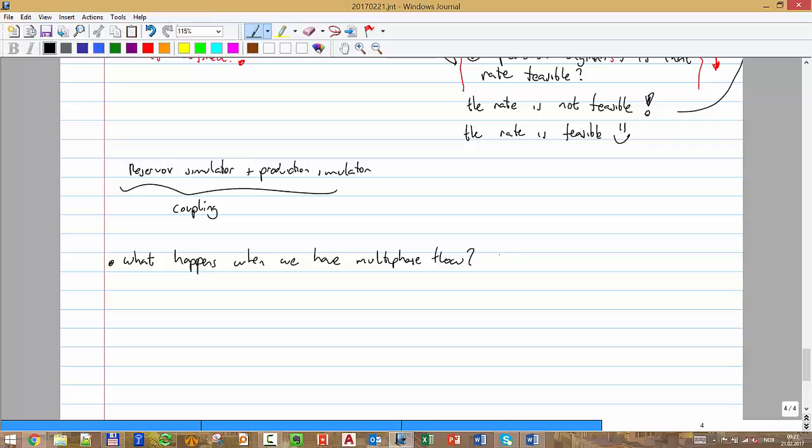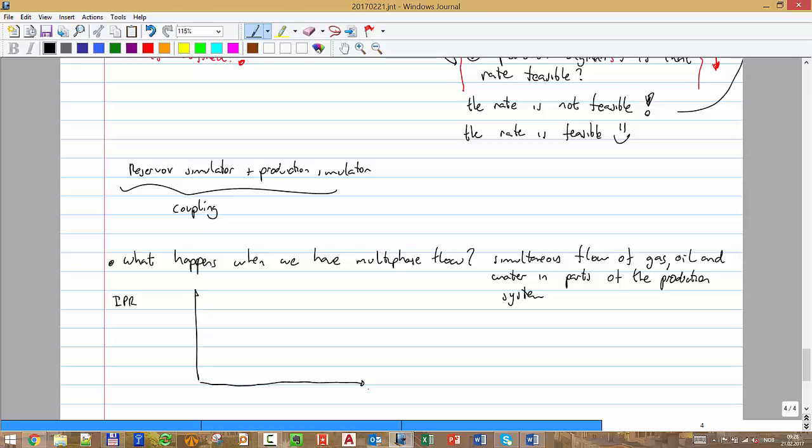Okay, multiphase flow, it means simultaneous flow of gas, oil, and water in parts of the production system. I told you already that for the IPR, for the flow through the formation, the IPR of oil, for example, if we are flowing in saturation, is going to look curved, okay? Something like that. And we are going to discuss slightly more on that later.